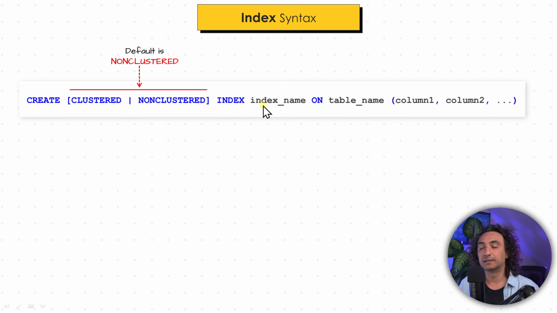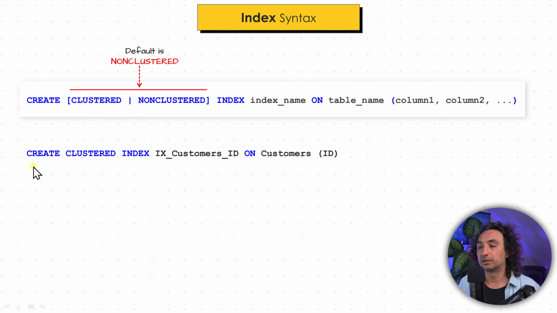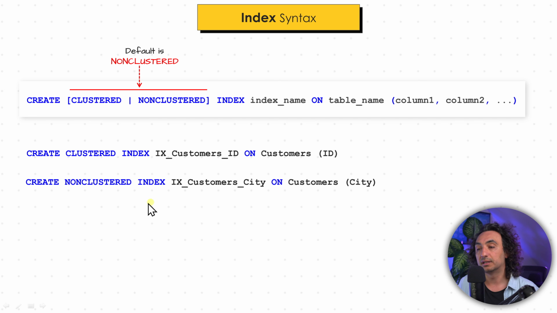Then after that, we have to define the name of the index, and then we have to tell SQL which table we want to create the index on, with ON table name, and then we can define one column or multiple columns for the index, and we call an index with multiple columns a composite index. So for example, we can create a clustered index using this command: CREATE CLUSTERED INDEX, the index name, and then we specify the table and the ID. So we are saying create a clustered index based on this column, the ID from the table customers. And if you want to create a non-clustered index, you say CREATE NONCLUSTERED INDEX, and the same thing.